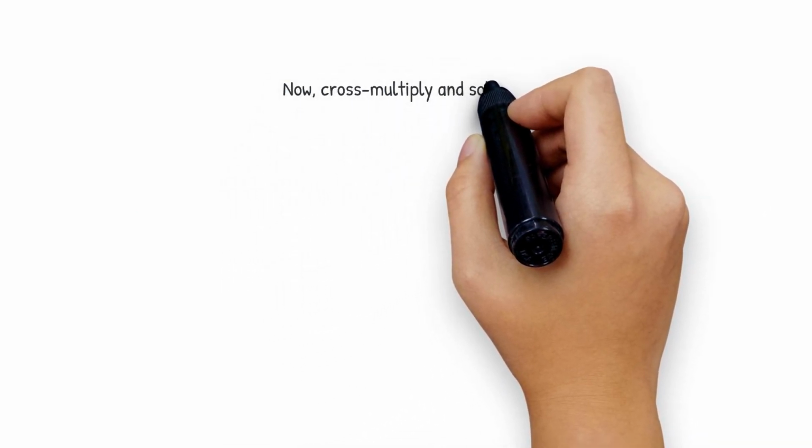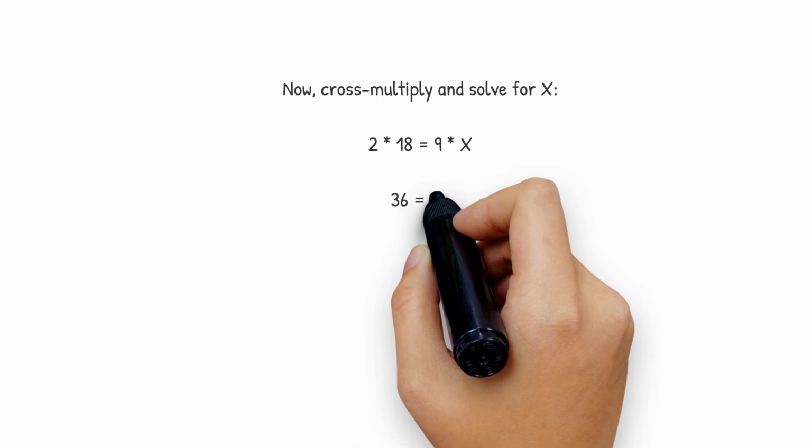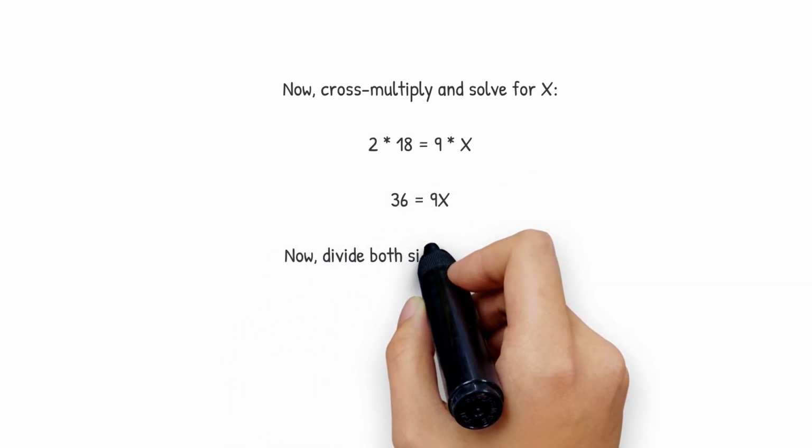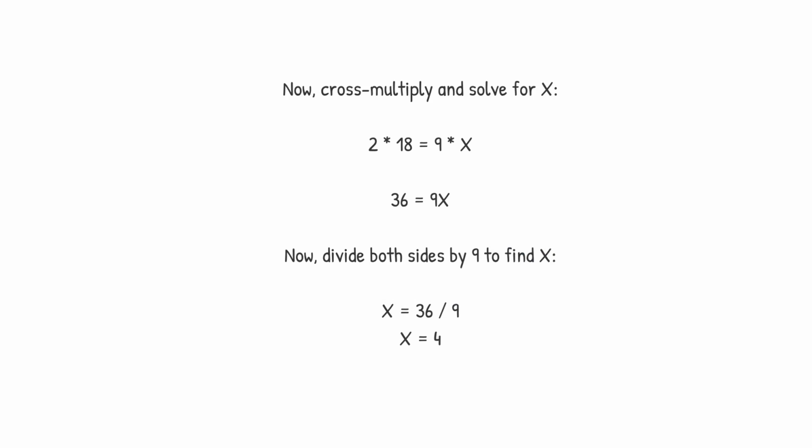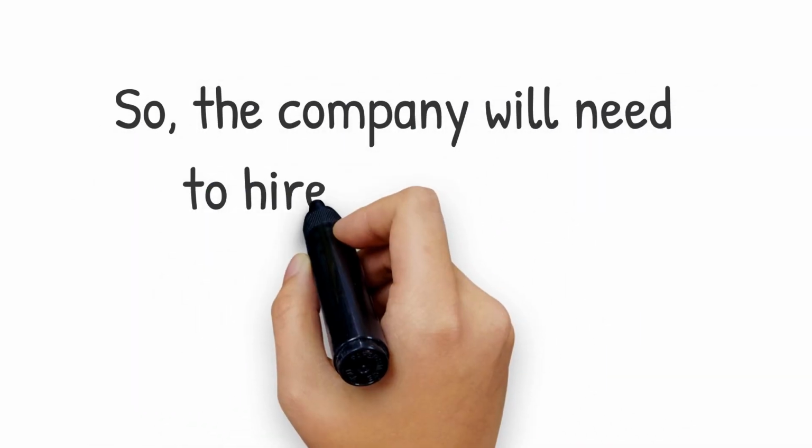2 times 18 is equal to 9 times X. 36 equals 9X. Now, divide both sides by 9 to find X is 4. So, the company will need to hire 4 new office assistants.